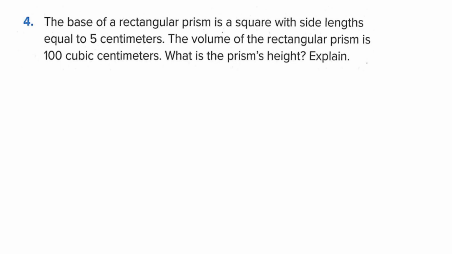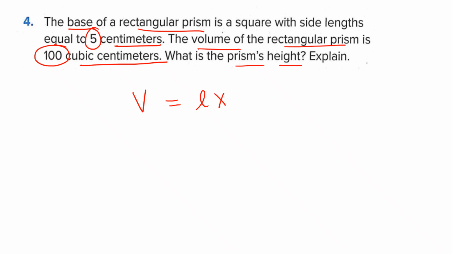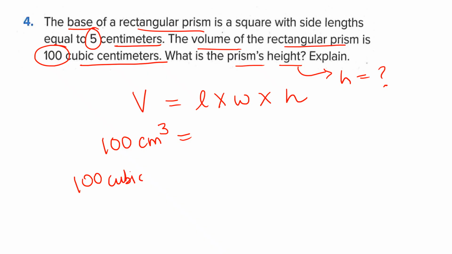Now this is an important question because here it's like a word problem. We need to find the height of the rectangular prism. So what's the formula? We have the volume of the rectangular prism given, 100 cubic units. We also have the base of the rectangular prism is a square with side lengths equal to 5 centimeters. So let's solve. The formula is length multiplied with width multiplied with height. Height we don't know. We have to find height. H is what? We don't know. But do we know volume? Yes, let's put 100 cubic centimeters.